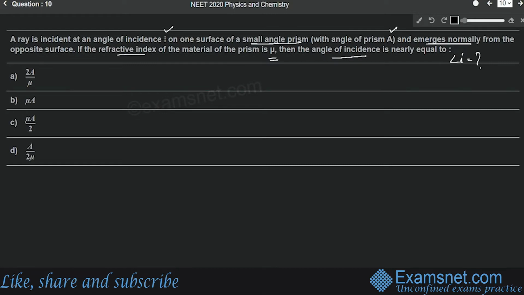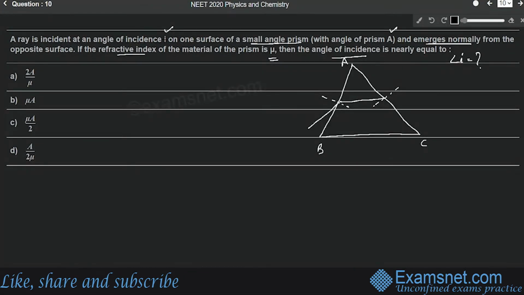So let's draw the prism first. Suppose this is our prism and these are two normals to the surfaces. Okay, now what happens in prism? A ray of light is incident on one of the surfaces, then it gets refracted from here and strikes the opposite surface and again gets refracted from there, right? That means the same ray of light gets refracted twice.